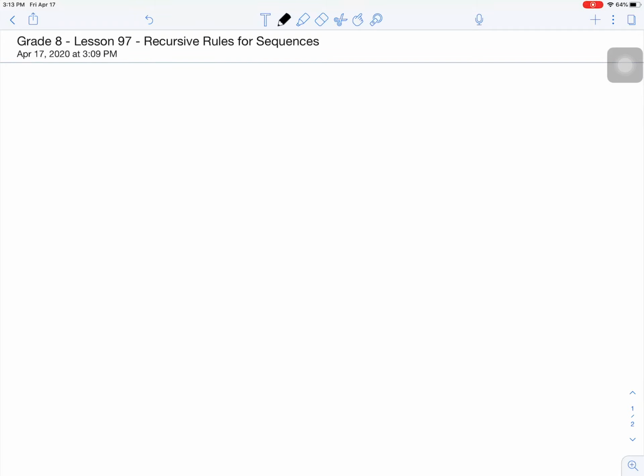All right, grade 8, we are going to learn about recursive rules for sequences. And so basically recursive means that the input for the next number in the sequence will be based on the number that was previous to it.